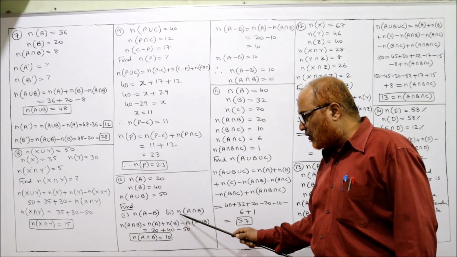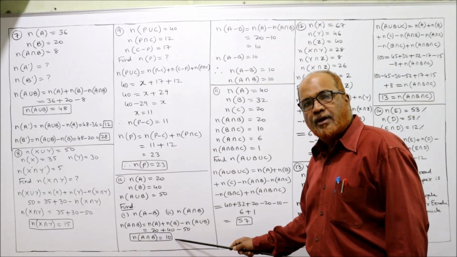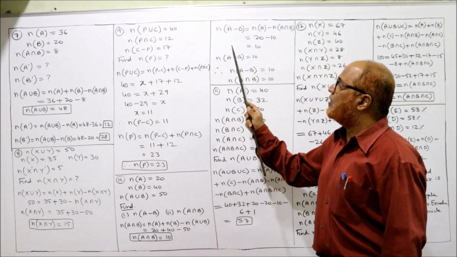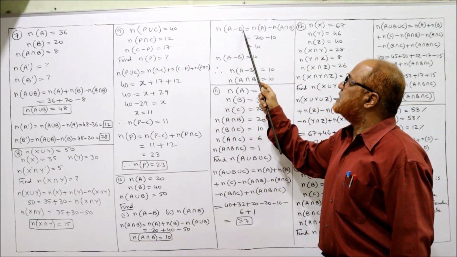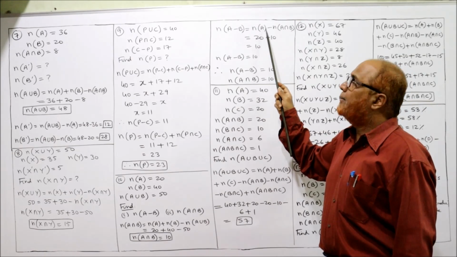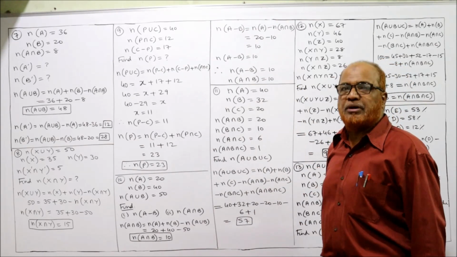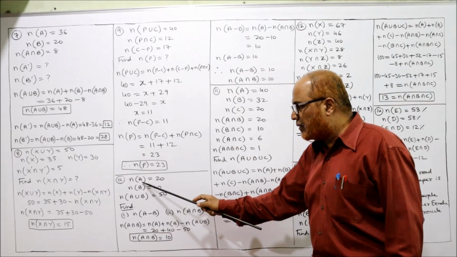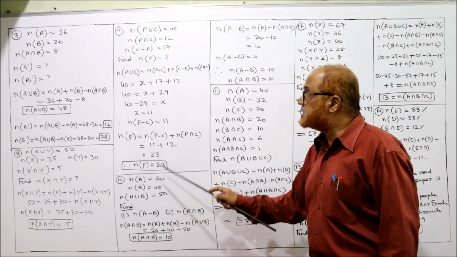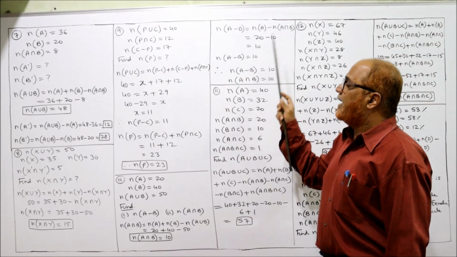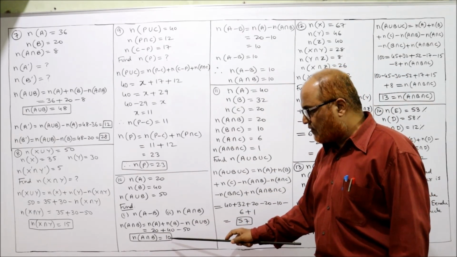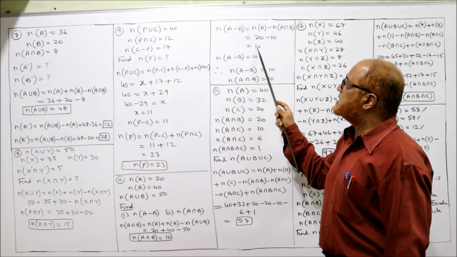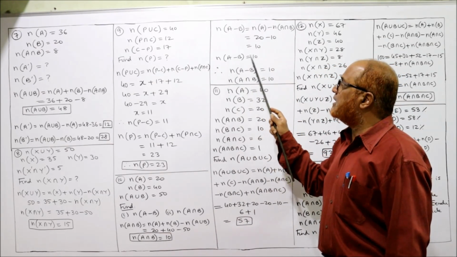So, this second value I got, N of A intersection B. Now, easily I can find out N of A minus B. So, what is the formula of N of A minus B? N of A minus B is equal to N of A minus N of A intersection B. N of A is given in the problem, 20. And N of A intersection B we have just calculated, 10. So 20 minus 10 is 10. So N of A minus B is 10.